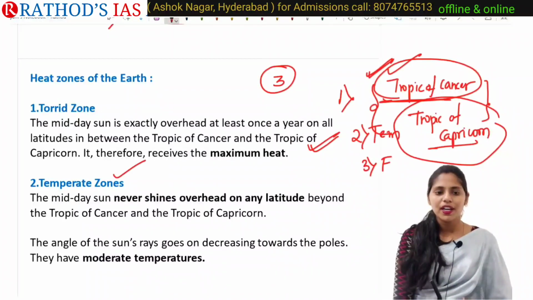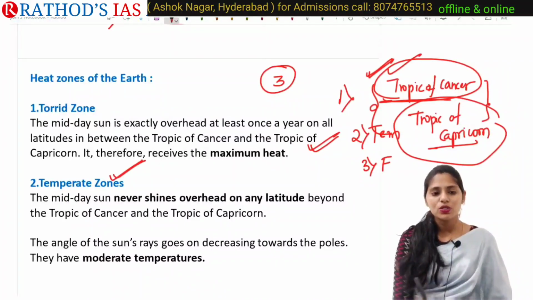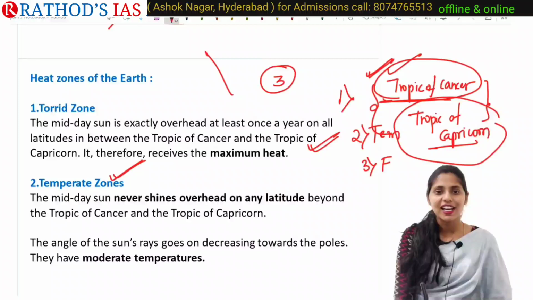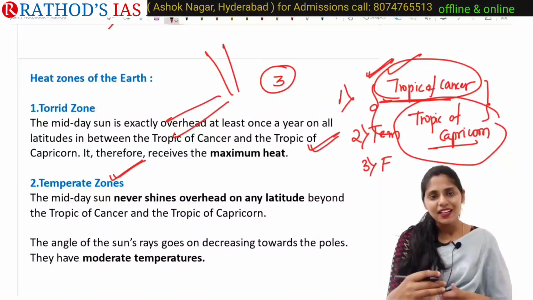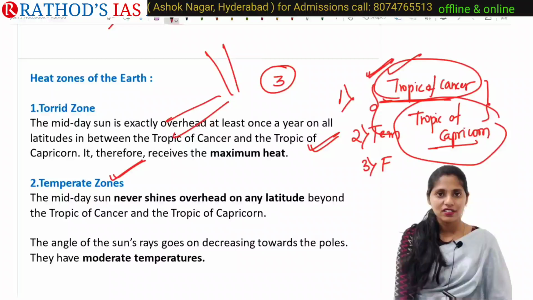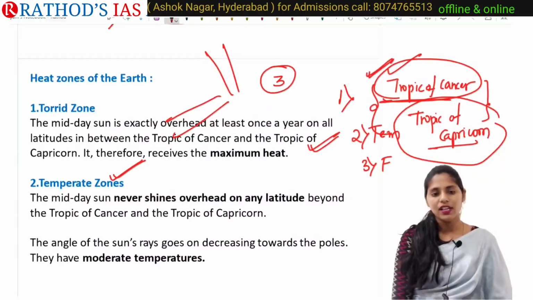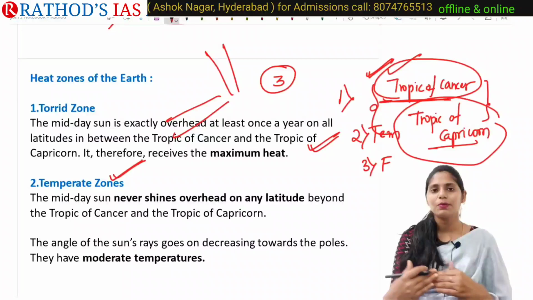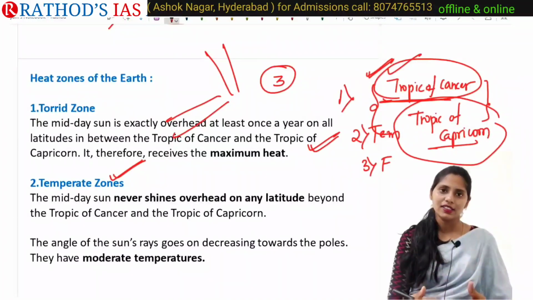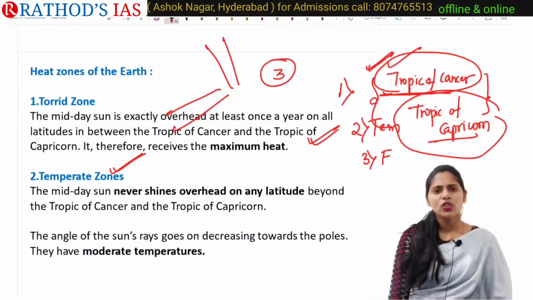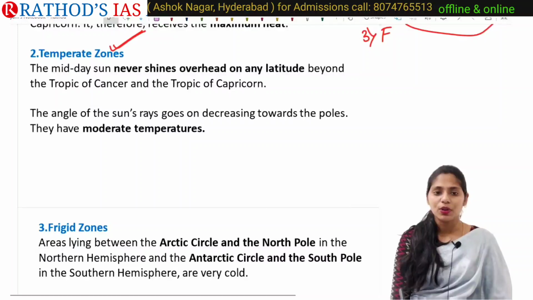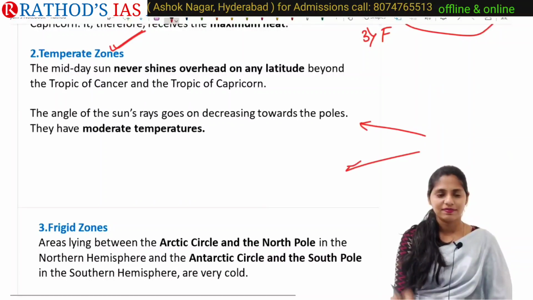And this one is the temperate zones. So in these temperate zones, they will not get direct sun rays, they will be getting slanting rays. Okay, so it is mainly beyond the Tropic of Cancer and between this Arctic Circle, and if you see in the southern hemisphere, it is between the Tropic of Capricorn and the Antarctic Circle. So here we can see moderate temperature because of slanting rays.